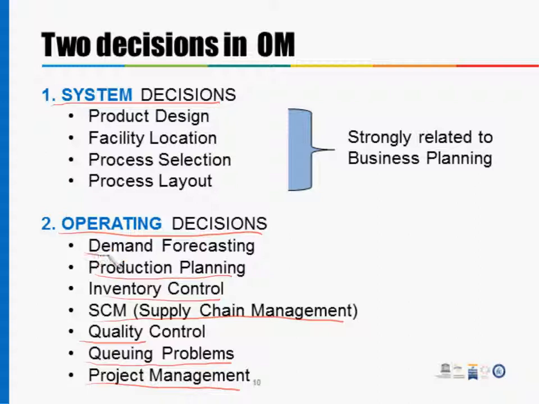And also another important thing is demand forecasting. When you decide the facility capacity and product design and process selection, process layout, you need to have some prerequisite information. It is forecasted demand. We should know how many units can be sold next year, and 2 or 3 years later, how the demand will increase. And then all system decisions will depend on your forecasted demand. So these are very related.